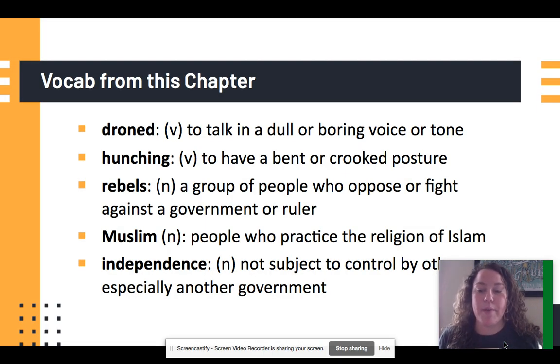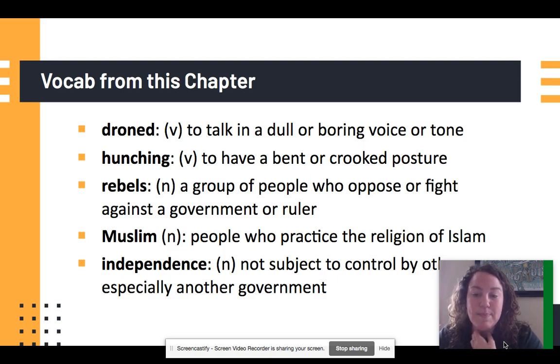These are some vocabulary words from chapter 1 that you might hear. The word droned is used. It's a verb that means to talk in a dull or boring voice or tone. The word hunching is used. It's to describe someone who's bent or crooked in their posture. They talk about a group of rebels, which is a noun. It's a group of people who oppose or fight against the government.